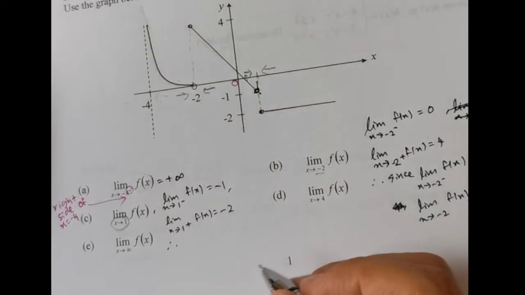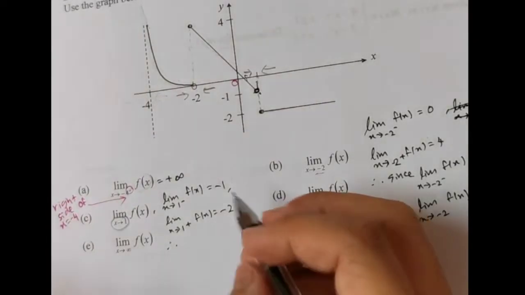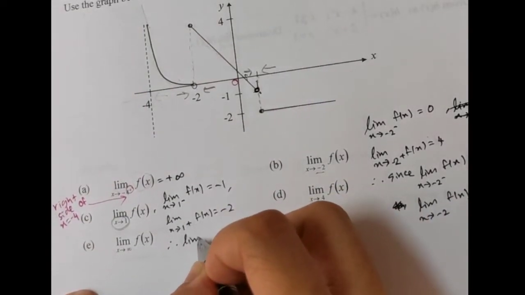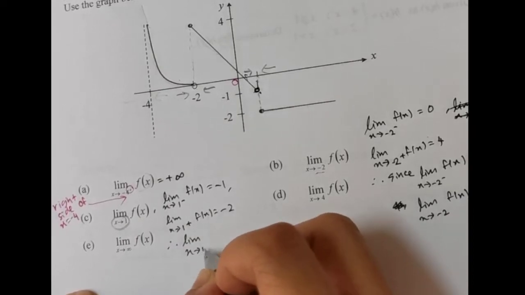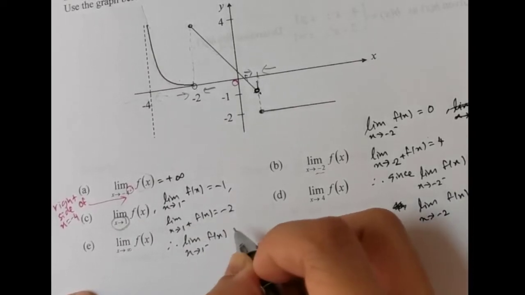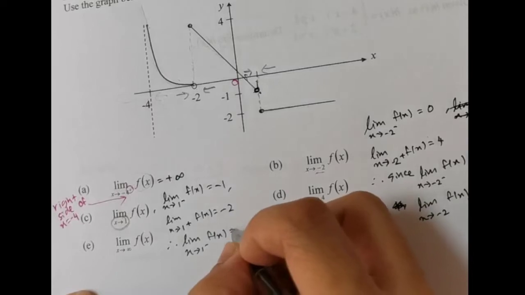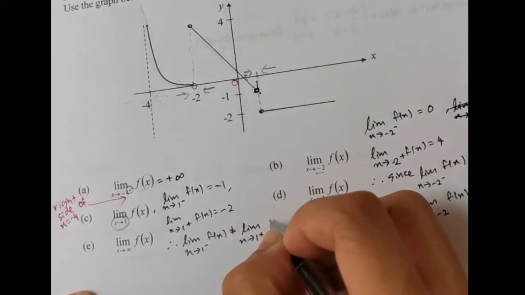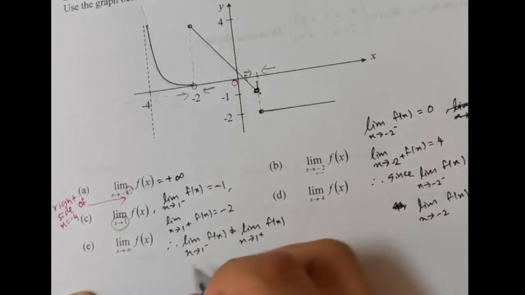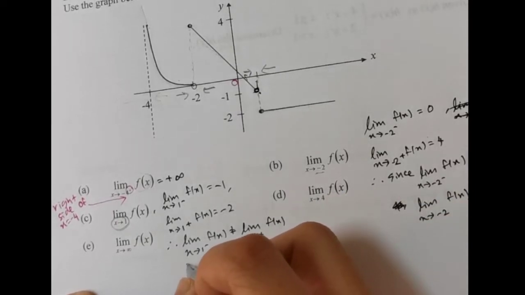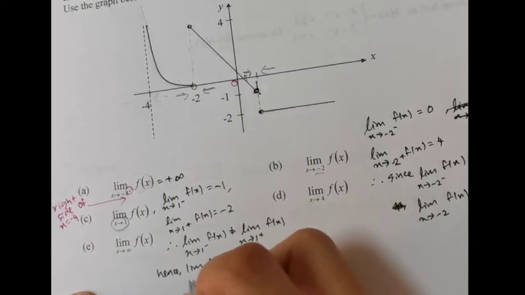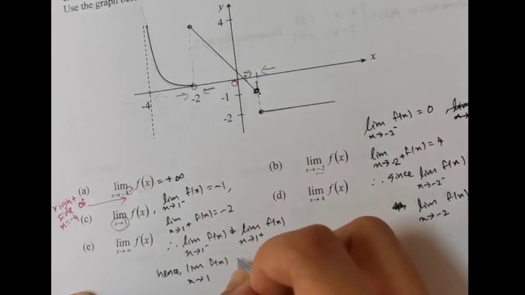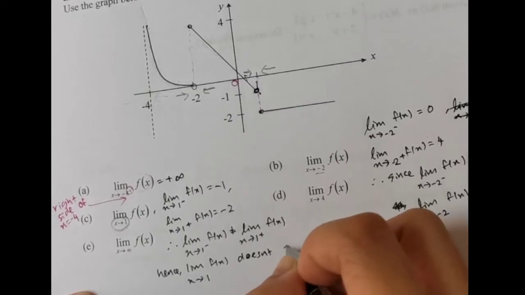What's your conclusion? Does the limit exist? From the left hand side, the limit is negative 1. And from the right hand side, the limit is negative 2. So the limits are not equal. So this means that the limit does not exist. Hence, the limit of f(x) when x approaches 1 doesn't exist.